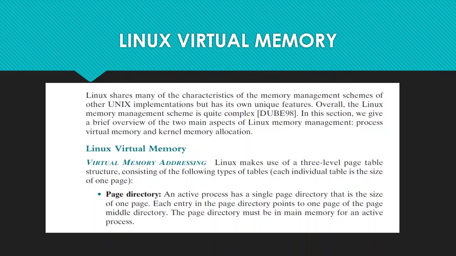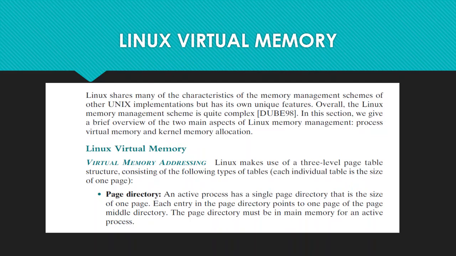Virtual memory addressing. Linux makes use of a three-level page table structure consisting of the following types of table. Each individual table is the size of one page. First type, page directory.